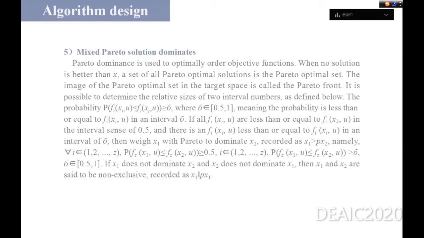The third step makes the Pareto solution dominance. The Pareto dominance is used to optimally order functions. The image of the Pareto optimal set in the target space is called the Pareto front. It is as follows.